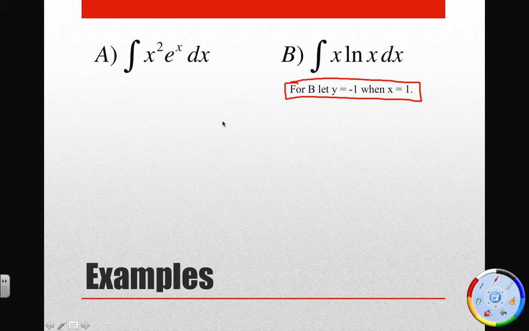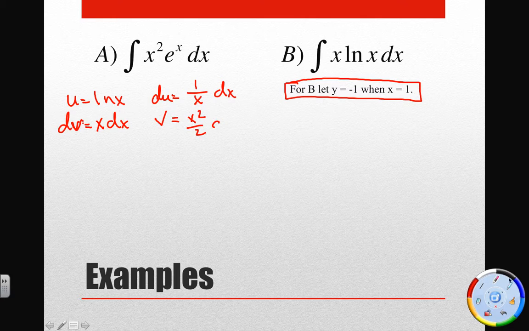Okay, so in LIPET, the L stands for natural log. So natural log comes before polynomial. So I'm going to say u is equal to the natural log of x, and therefore dv is x dx. The derivative of u is going to be 1 over x dx. And the antiderivative of dv is x squared over 2. No dx, I keep writing that. So let's set this up. Hopefully we don't have to do this twice.